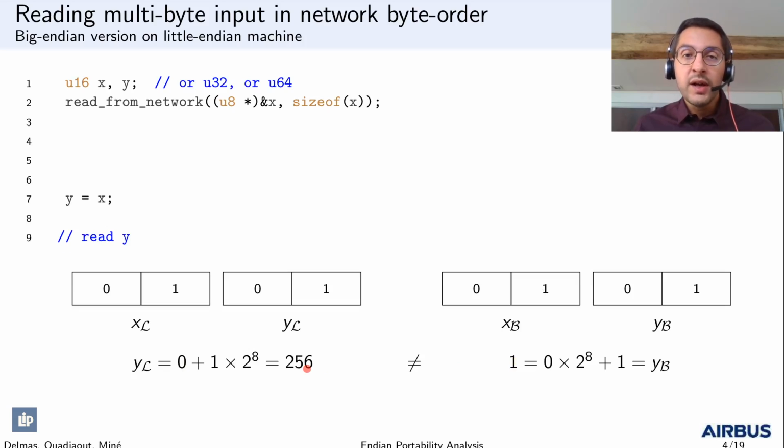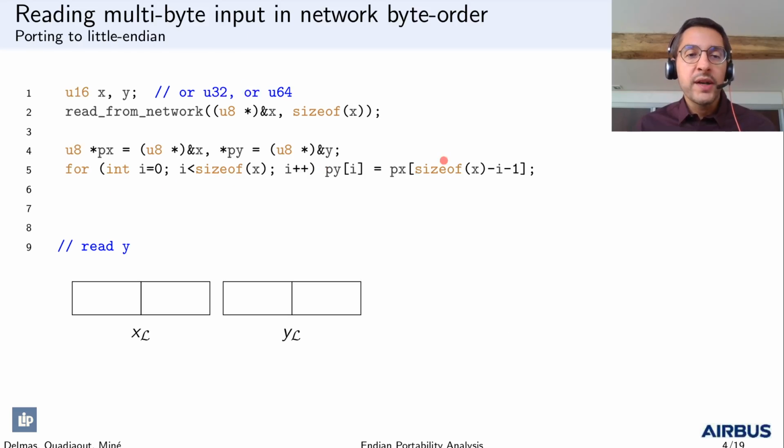If we would like the same value, we need to change the code. For instance, we may replace this assignment here with a byte swap. So we read the bytes into x, byte swap x into y, and read y with the little Endian convention to get the same value as with the big Endian program.